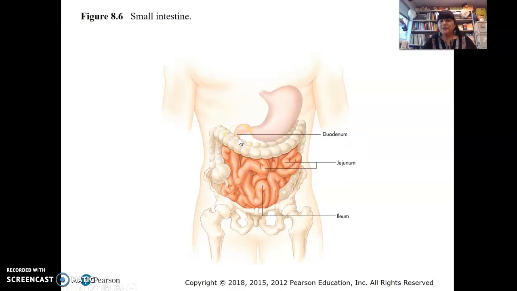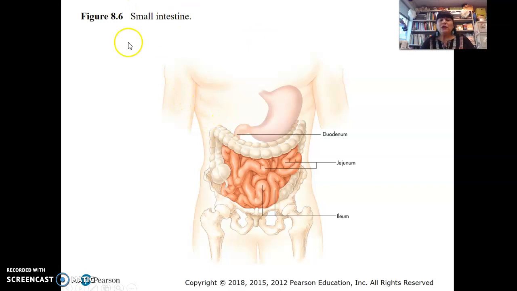The duodenum gets secretions from the liver because the liver is going to be right here, and secretions from the pancreas. The pancreas is going to be right here. So there are a lot of, don't ask me why they call it this, but they call them digestive juices. There are a lot of digestive juices that are being added.